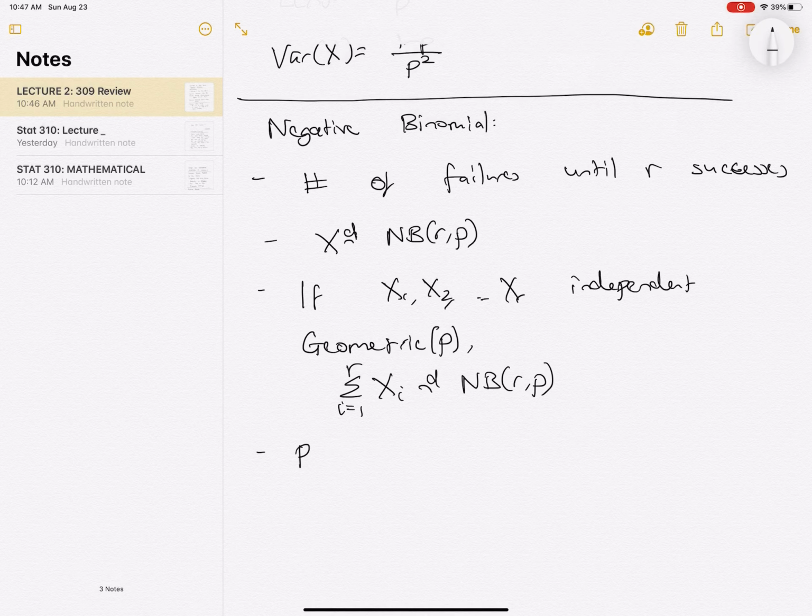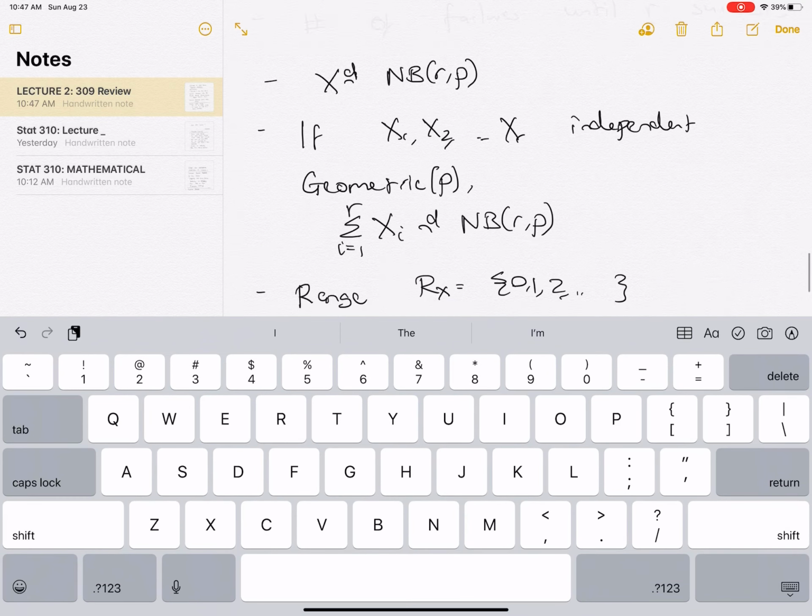First, the range: just like the geometric, you can have any number of failures until r successes, and then the PMF.